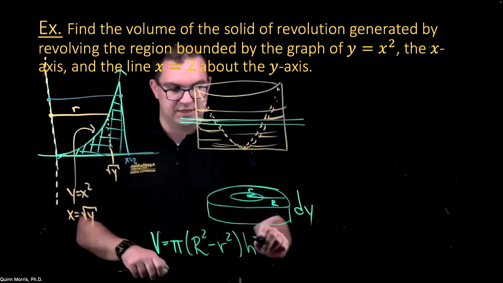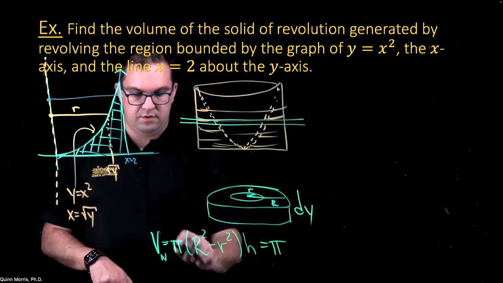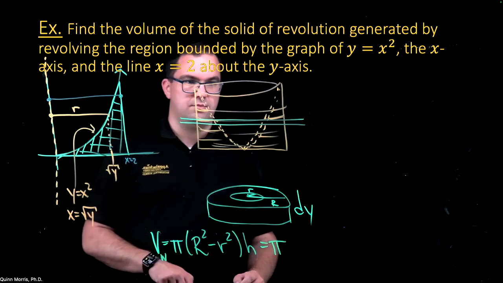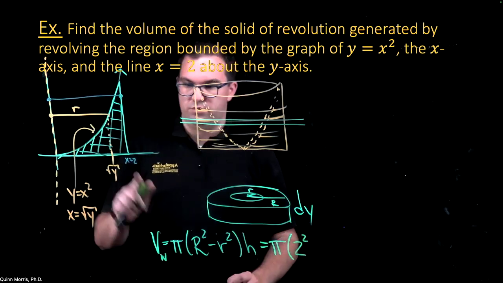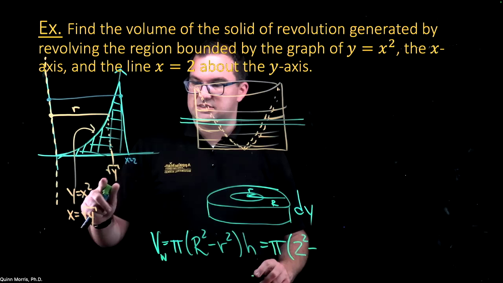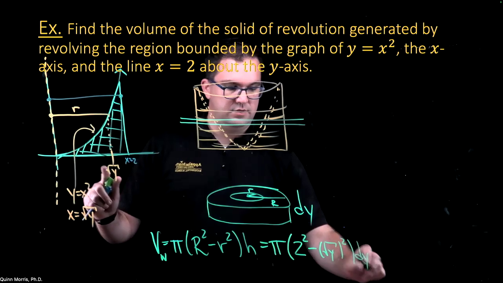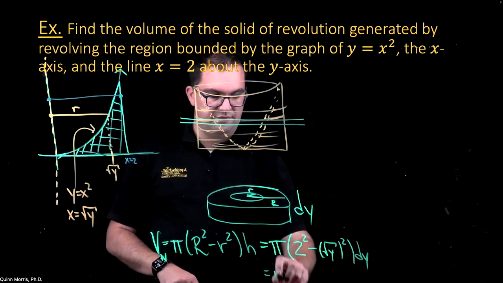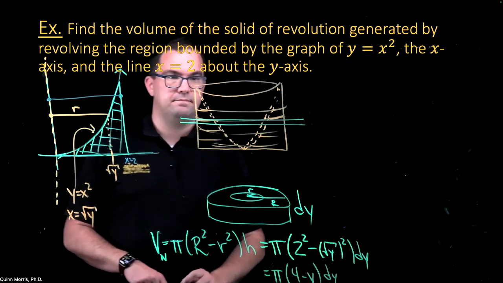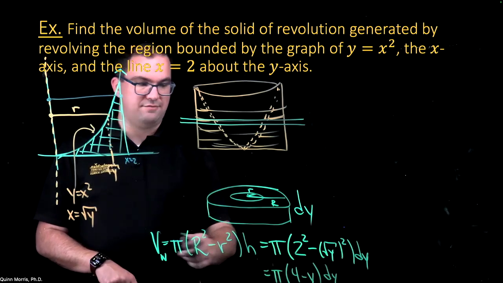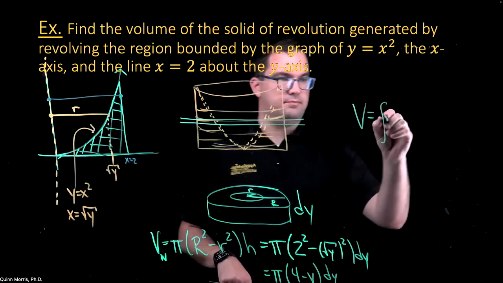And so now, plugging all this in, I'll get that the volume, sorry, I should be careful here. This is the volume. I'm going to put sub W for washer. So the volume of my washer is pi times the outside radius, which is 2, squared, minus the inside radius, which is square root of y, squared, dy. And now if I simplify this a bit, this is pi times 4 minus y, dy. Now that I have the volume of my washer, to get my total volume, I just need to add them all up.